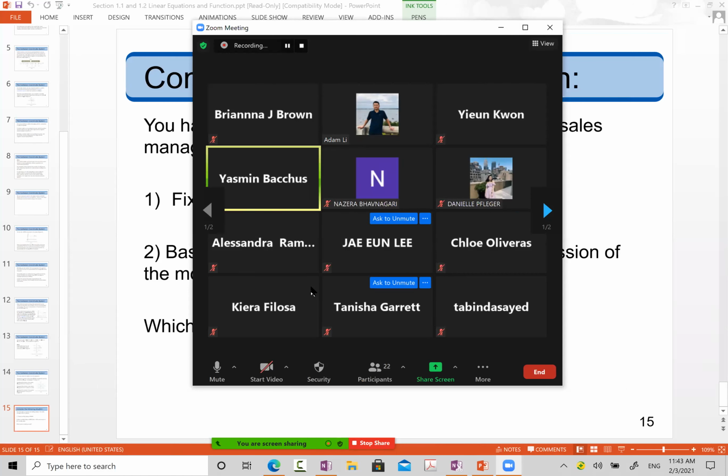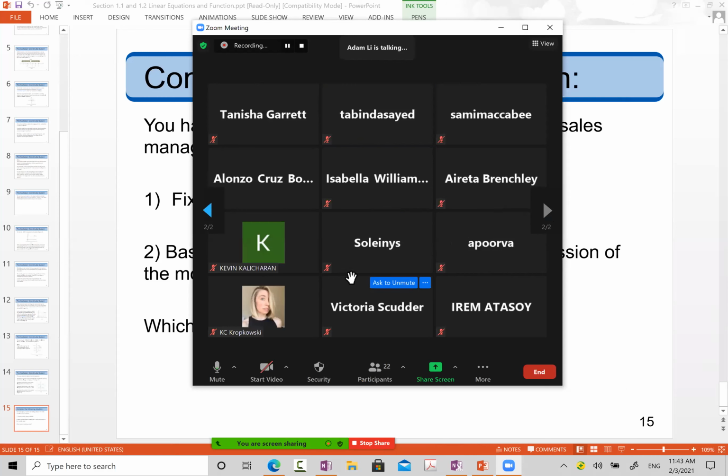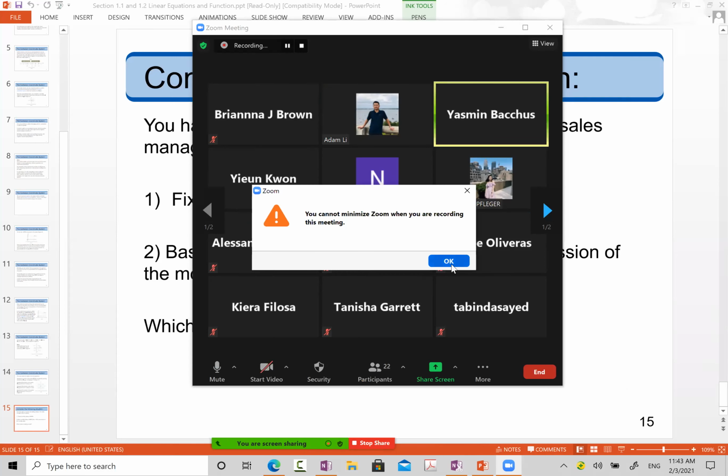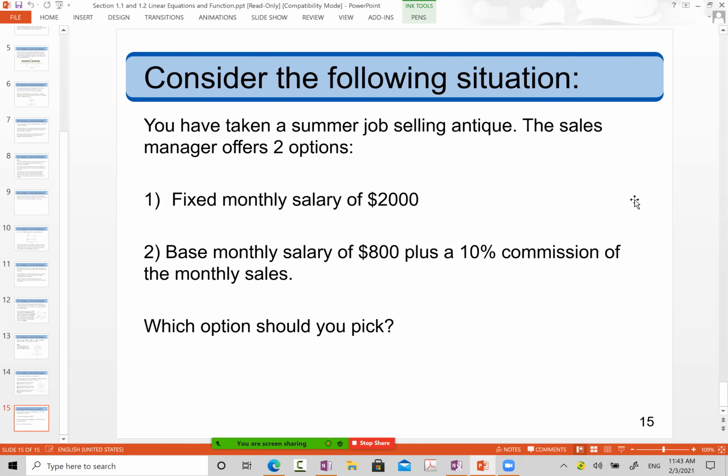Isn't commission-based better? Yes, you can argue that. And why is that? Because you have the probability of making more. It's not guaranteed, but you can make more than that $2,000 a month. Okay, yes. So there's upside potential with the commission base. Is that what you're trying to say? So we have upside potential on that. Yeah, that's very true about this situation.